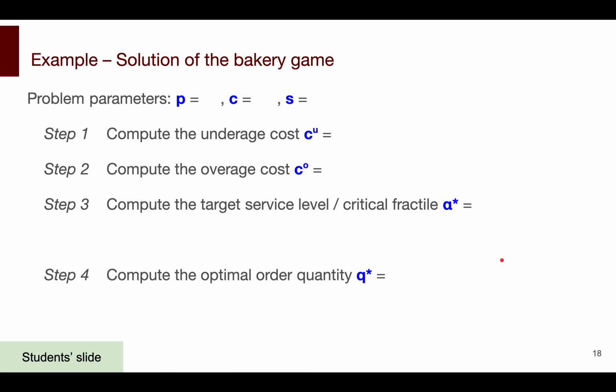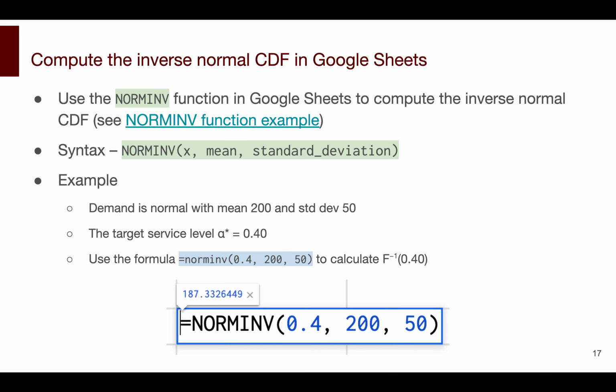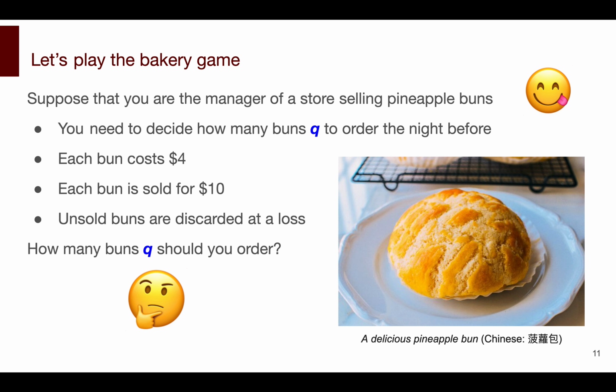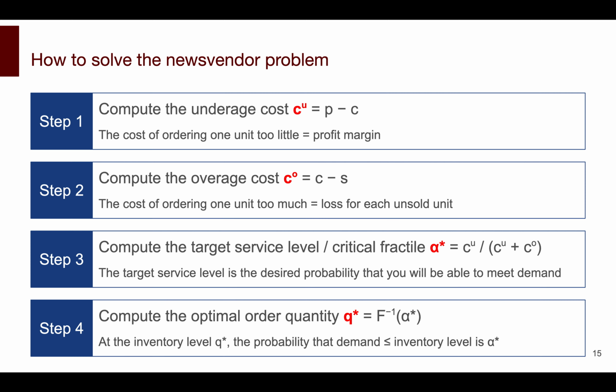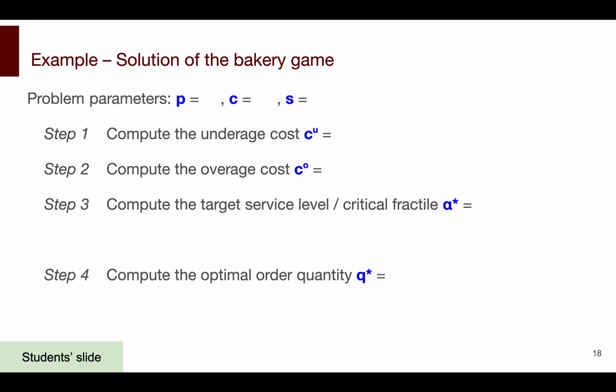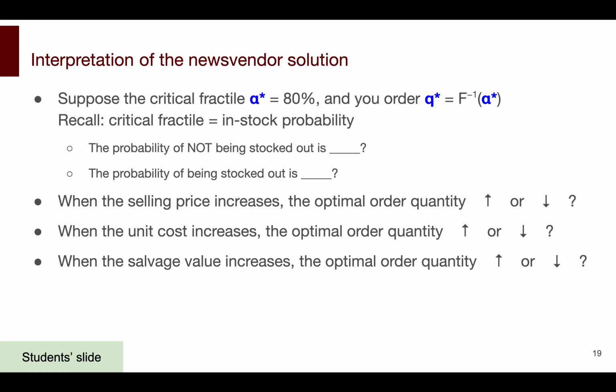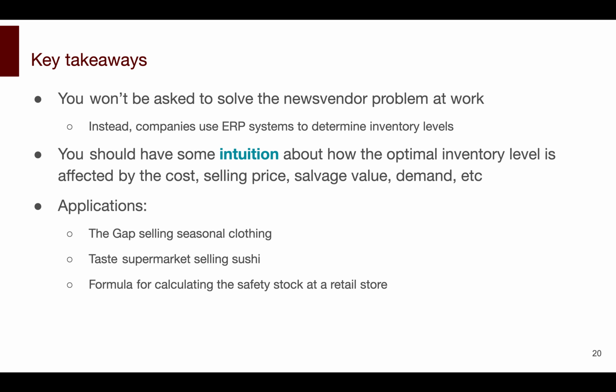Let's actually discuss in class how to solve the bakery game that I presented earlier. How do we compute the optimal order quantity? We'll also discuss in class how to interpret the solution of the Newsvendor model. All right, now that we've done that, let's conclude.